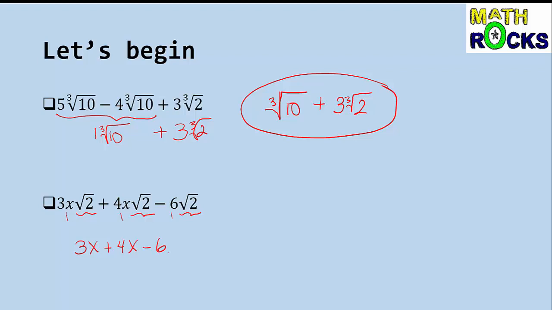Now you'll notice of these, only the 3x and 4x are common. So what I really end up having is 7x minus 6 in front of the square root 2. Because I can't combine 7x minus 6. Those are still not like terms in algebraic terms.